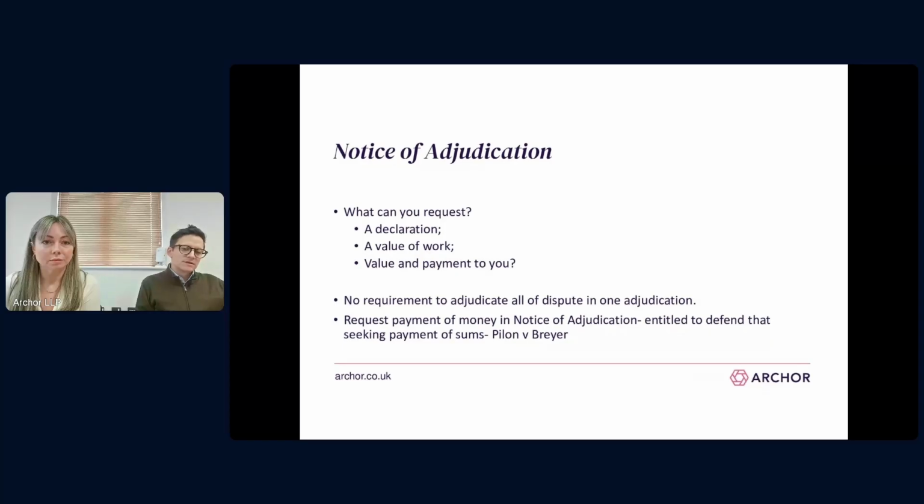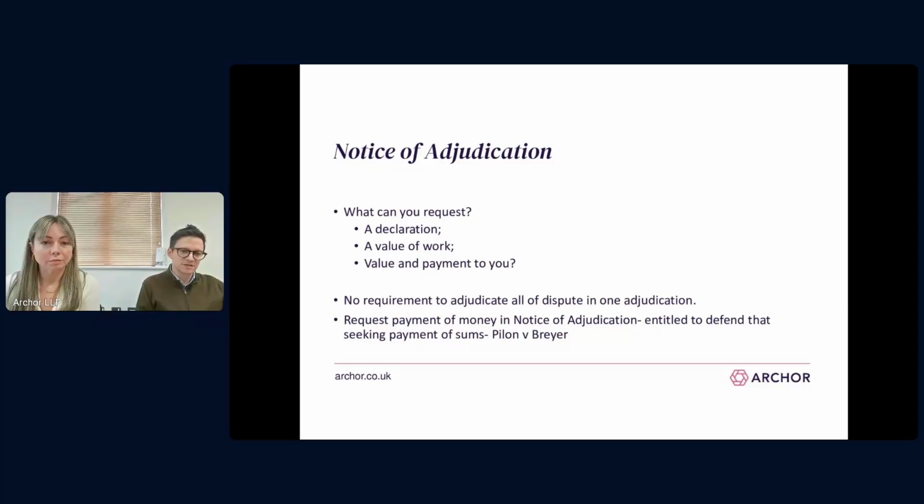Okay, so there are different types of redress that you can ask for in an adjudication, and there are some that you can't. Generally speaking, you can ask for a declaration, i.e. on the length of an extension of time, whether or not something is in principle a variation, whether a party properly terminated a contract. You can also ask for an order for payment.